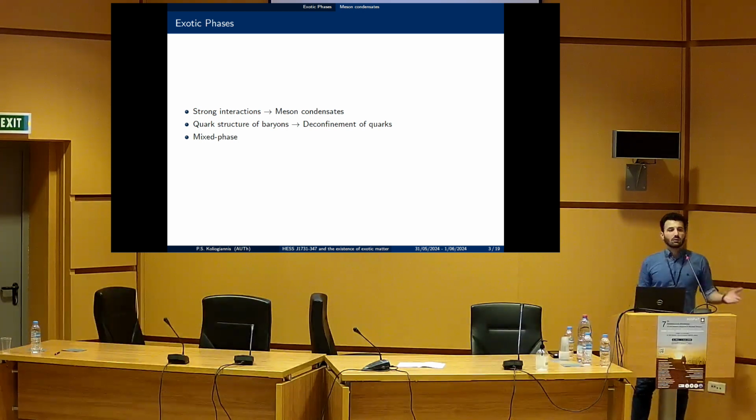Now, it is known since the 1960s that with increasing density above the saturation density, the matter can undergo phase transitions to states that are different from the one at the saturation density. These states are called exotic states from the point of view that they are different from terrestrial nuclear physics. The existence of exotic phases is due to the strong interactions, such as meson condensates, and also the quark structure of baryons, as we already saw. There is also a mixed phase where two states can actually coexist.